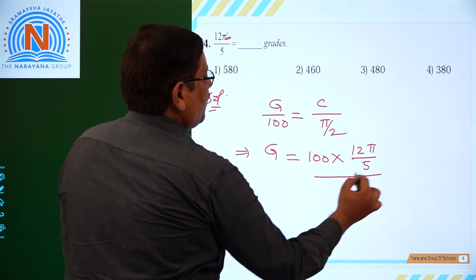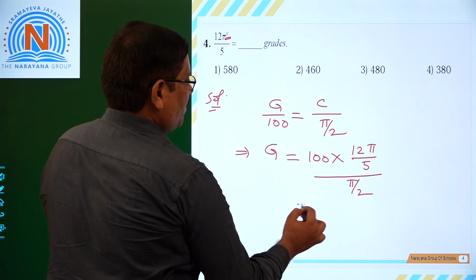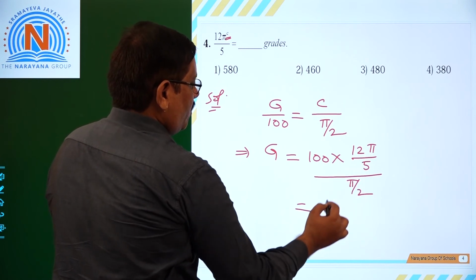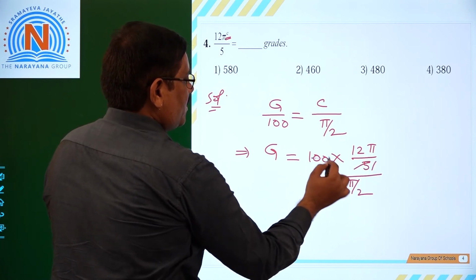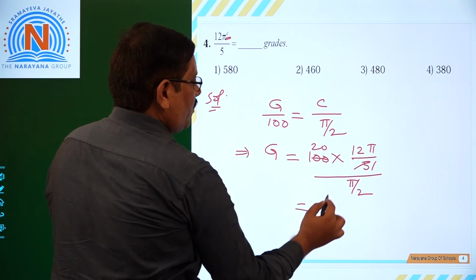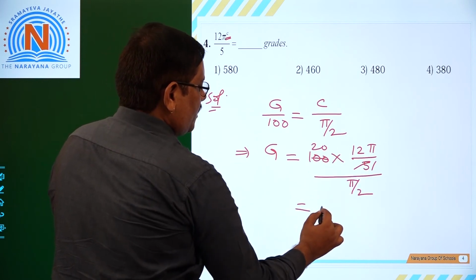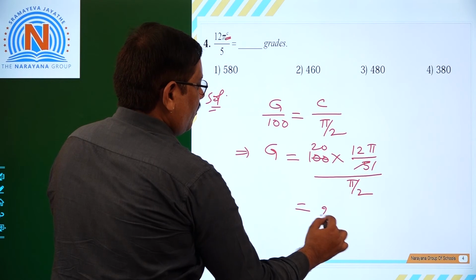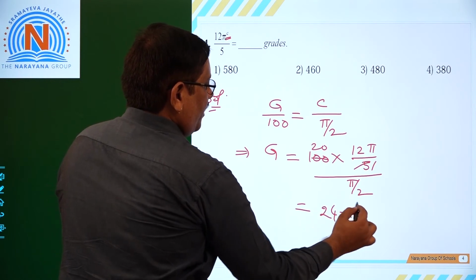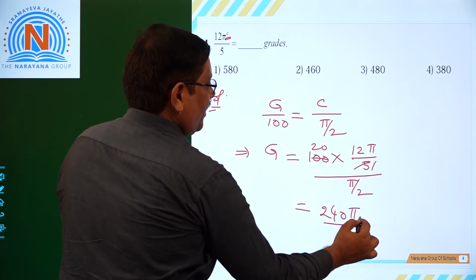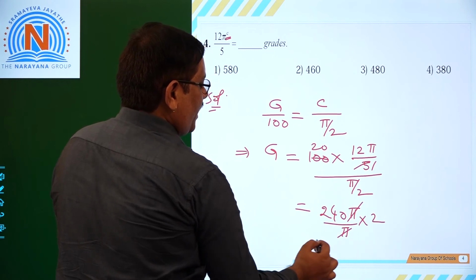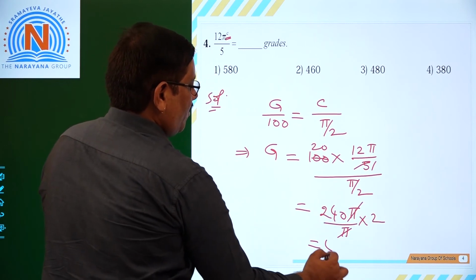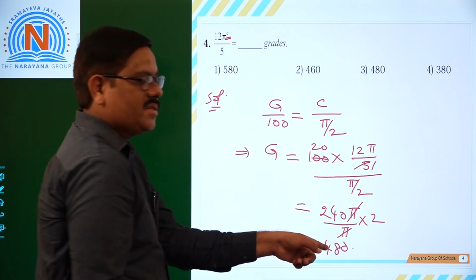Divided by 2. If you simplify further, 100 ones are 5 ones and 5 twenties here. So 20 into 12, how much is that? That is 240 pi by pi into 2. So pi cancels. So what is this? This is nothing but 480. In grades it is 480.